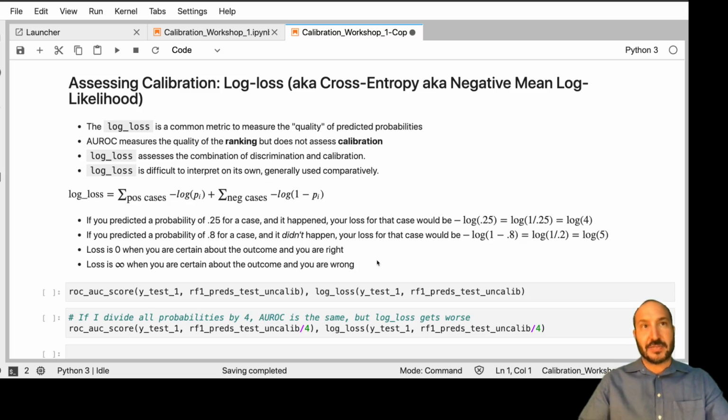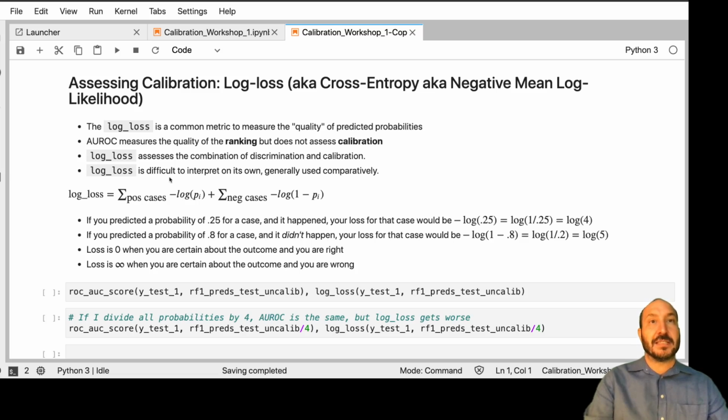Now, if you've worked with binary classification before, you might also have used the AUC, the AUROC, the C statistic, the area under the receiver operating characteristic curve. The thing with the AUROC is that it measures the quality of the ranking, but it does not assess calibration. It does not tell you anything about whether your probabilities, when you said 20%, really meant 20%. Whereas the log loss does. The log loss will penalize you if something happens 30% of the time and you said it only happens 10% of the time, or vice versa.